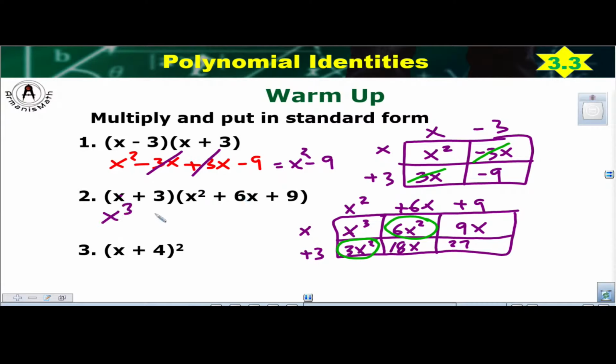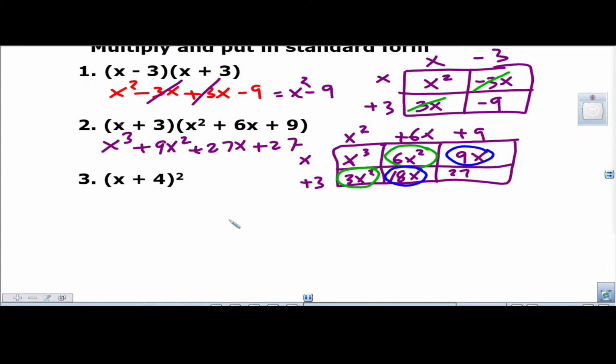So x cubed is what I start with. And then I got 3, and that's a 9 x squared. I've got 9 plus, I'll use a different color for this, 9 plus 18. How much is 9 plus 18? 27. 27x and plus 27. Okay. So I did multiply a binomial, 2 items, times a trinomial, 3 items, and I end up with this 4-term polynomial.